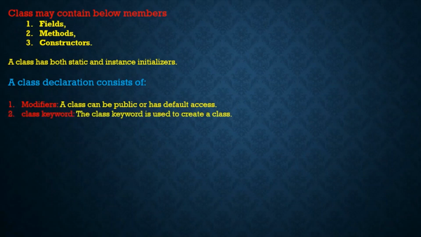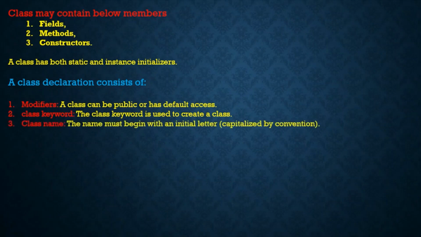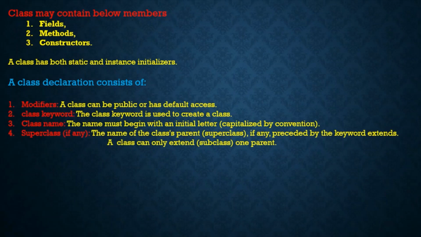Whenever we are writing the class, we have to use the keyword class. By using the keyword class, we can create the class, followed by the class name. By convention, the first letter of the class name should be a capital letter. For example, for the Employee class, we write public class Employee, where E should be capital.